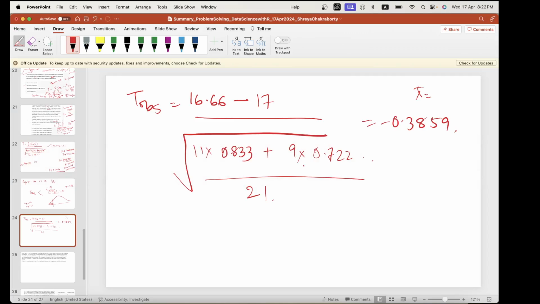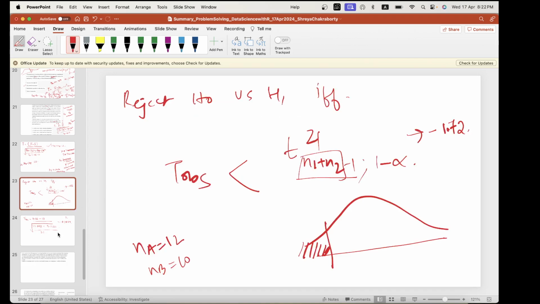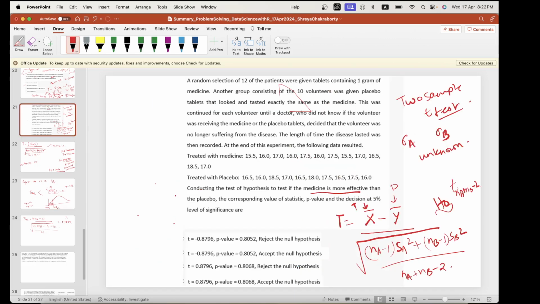And what did we find? Our cutoff, that is, this point is minus 1.72. And T observed is here minus 3.84. So what do we do? We therefore reject the null hypothesis.